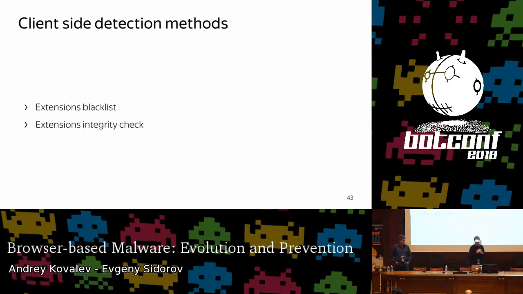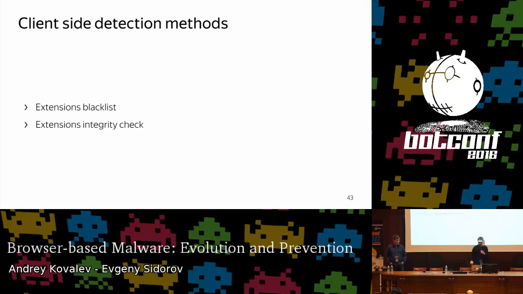The first obvious method is blacklist. So if you know that this extension is malicious, you can just add it to blacklist and just remove this extension, or show a notification to the user that this extension is malicious and just remove it. For example, and the second approach is extensions integrity check.